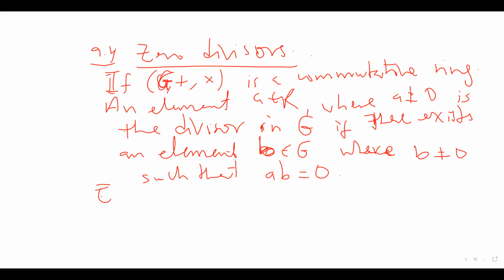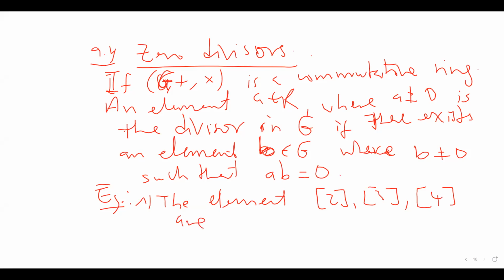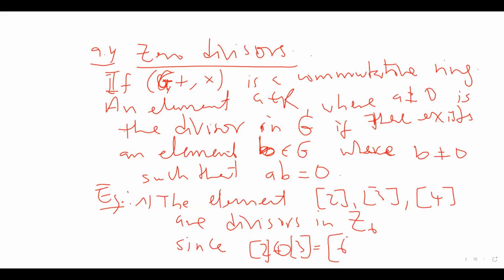So for example, I'm sure you remember your divisors. The elements 2, 3, 4 are zero divisors in Z6, since 2 times 3 is 6, which is equal to 0.